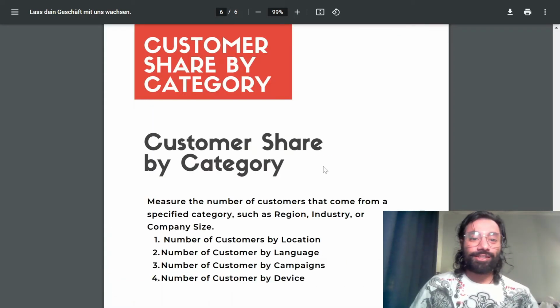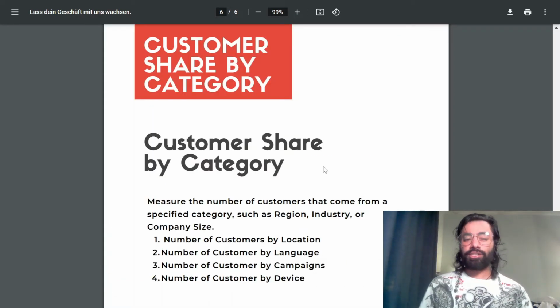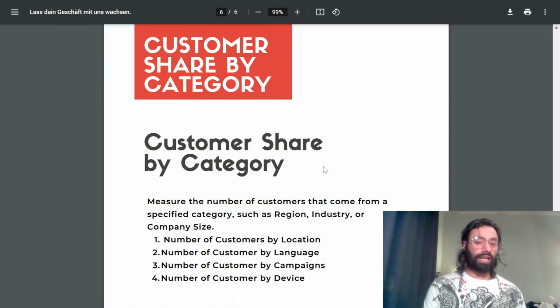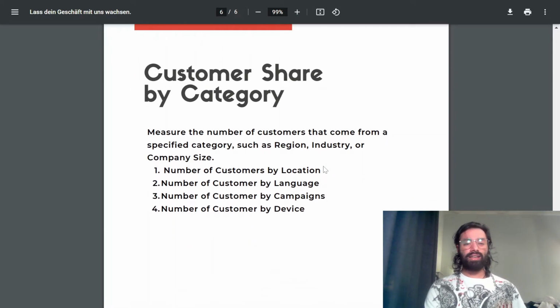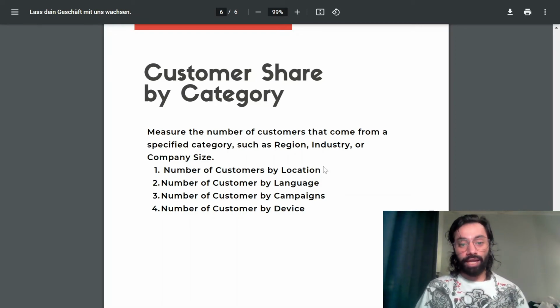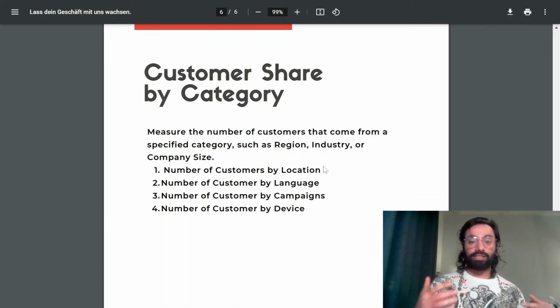Fifth KPI is customer share by category. Customer share by category measures the number of customers that come from a specific category, such as region, industry, or company size. What you want to measure in customer share by category is the sum of sales done by these categories. So the sum of sales or the sum of customers by their location, number of customers by the language, number of customers by a specific campaign, and number of customers by device.